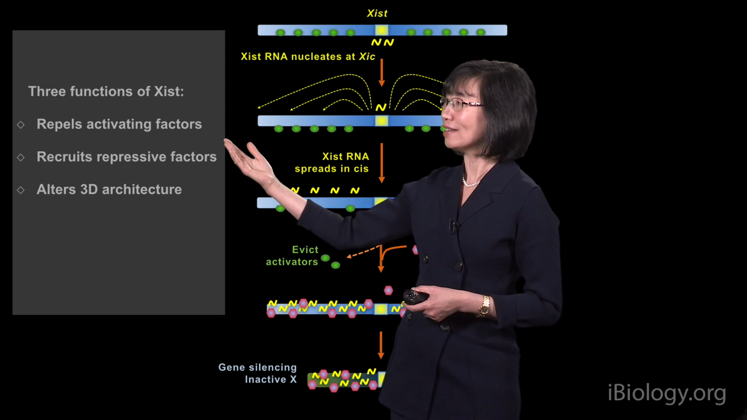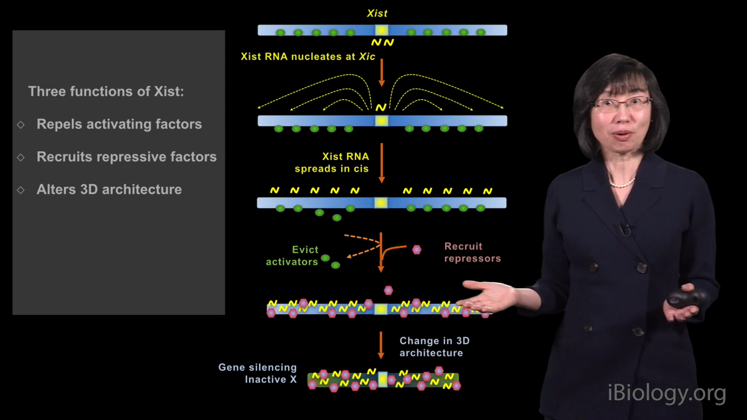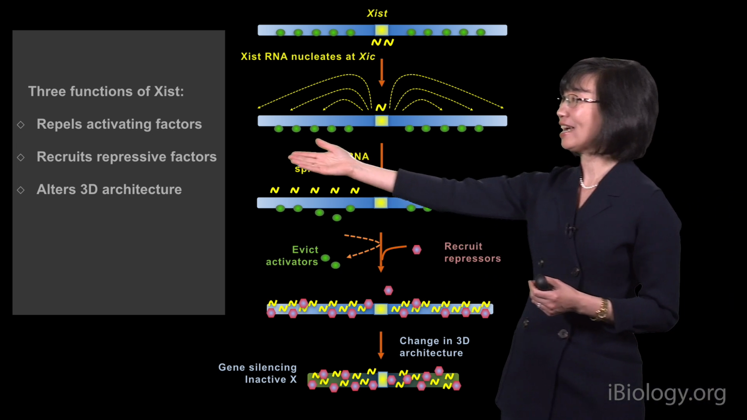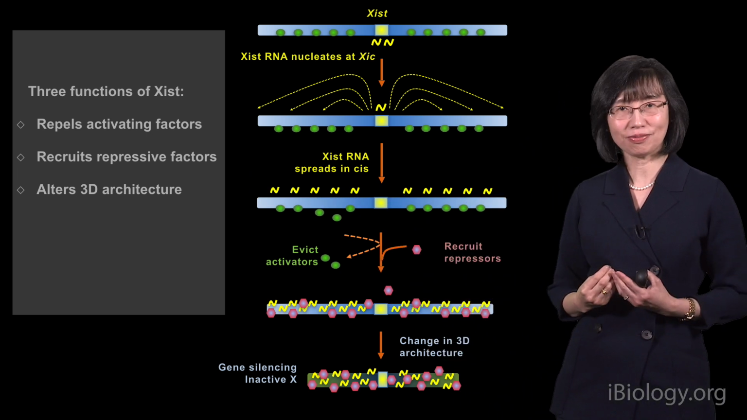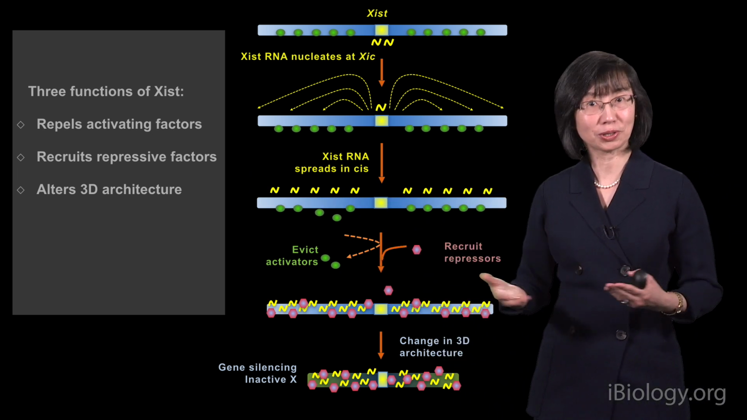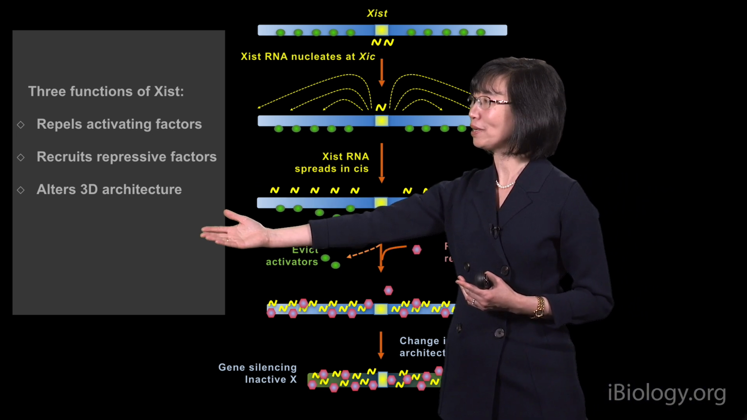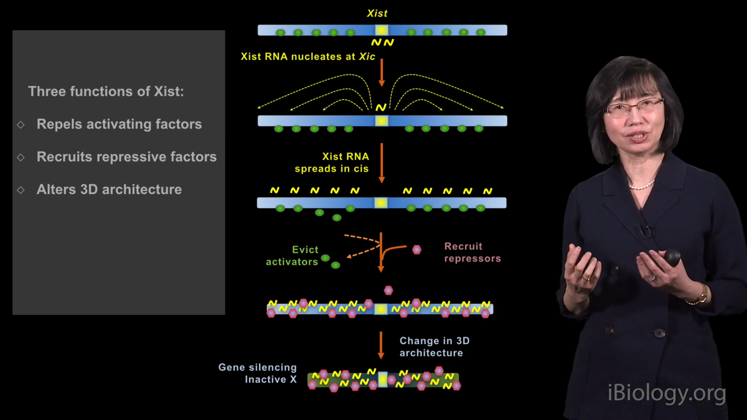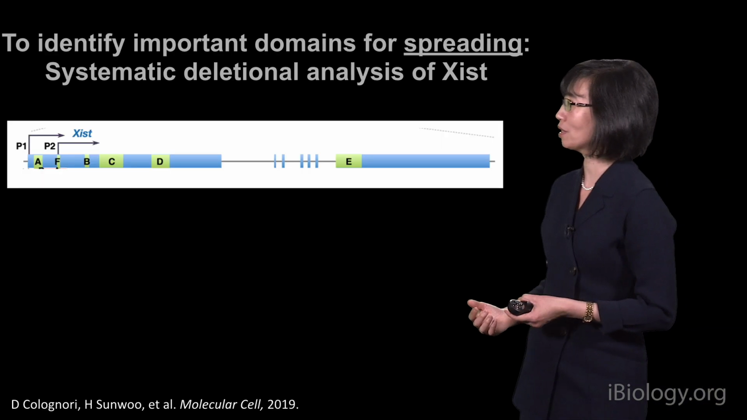One of which is that Xist has to push away these factors that normally give rise to gene expression, so the activating factors, and at the same time, it has to recruit repressive factors to the X chromosome to start the process of silencing. And then probably at the same time, it is generating a new kind of topology on the X chromosome. All right, so how does all of this work?